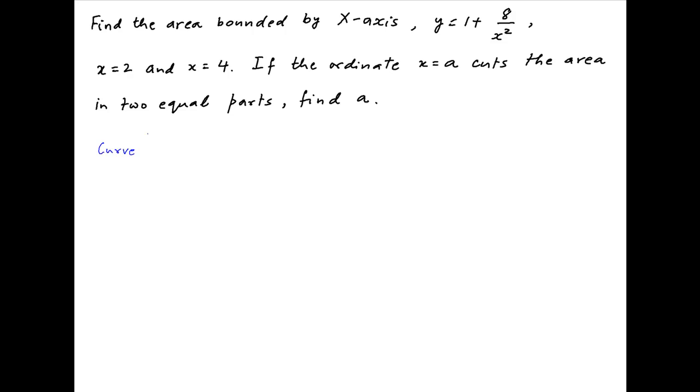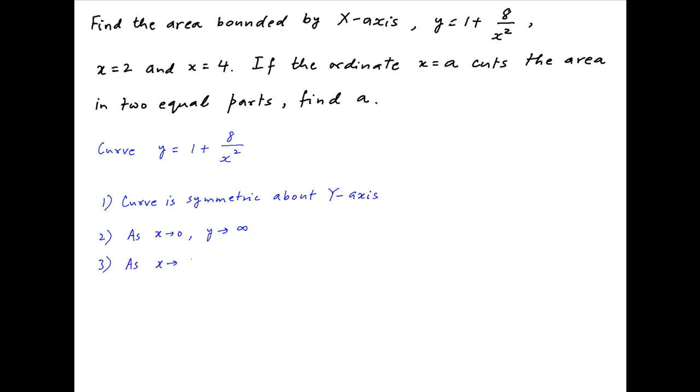We will start by understanding the nature of the curve y is equal to 1 plus 8 upon x square. The first thing to note is that the curve is symmetrical about the y-axis because the value of y is unchanged regardless of whether x has a positive or a negative sign. Secondly, as x tends to 0, y tends to infinity. Thirdly, as x tends to infinity or minus infinity, y tends to 1.